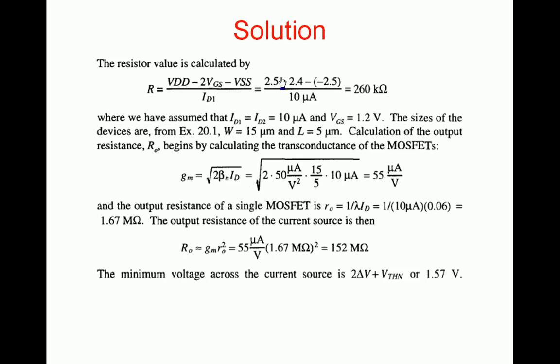The output resistance of the cascode current source is gm into r0 square, that is 152 mega ohms you will get. Minimum voltage across the output source is 2 delta V plus VT. Delta V is nothing but VGS minus VT. VGS is 1.2 volts, Vt is 0.83 volts for NMOS. So 1.2 minus 0.83 is nothing but 0.37 volts as delta V. 2 times delta V is 2 times 0.37 plus Vt, which is 0.83. That will be equal to 1.57 volts you will get.